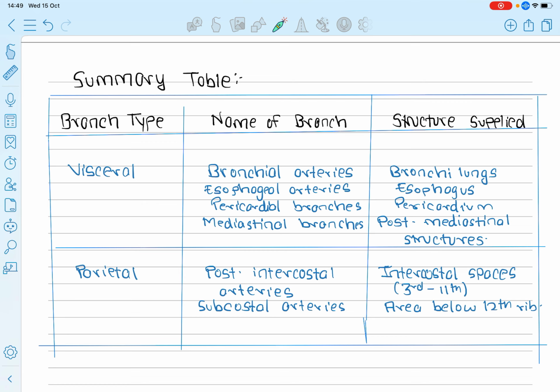Now, talking about the parietal branches, there are two. The first is the posterior intercostal arteries, and the second is the subcostal artery. The posterior intercostal arteries are the 9 pairs from the 3rd to the 11th intercostal spaces, and the subcostal arteries are below the 12th rib.